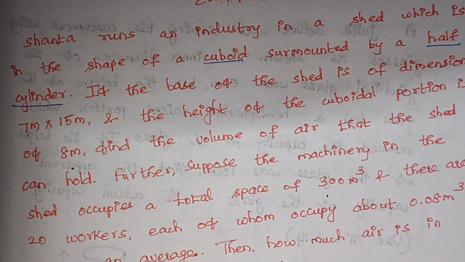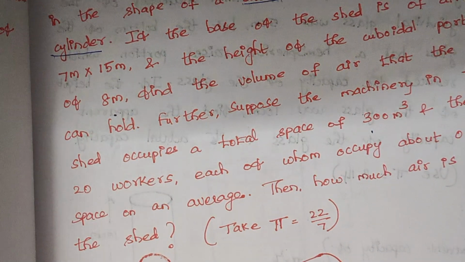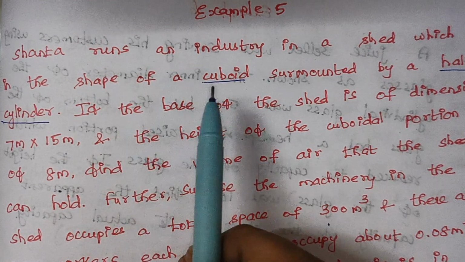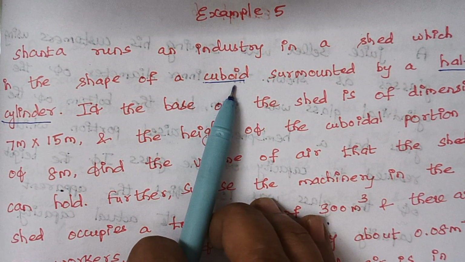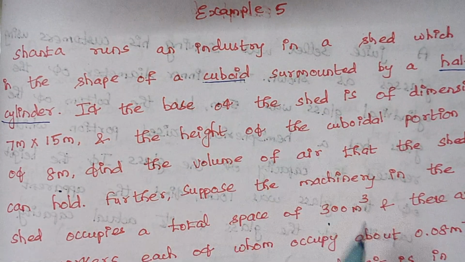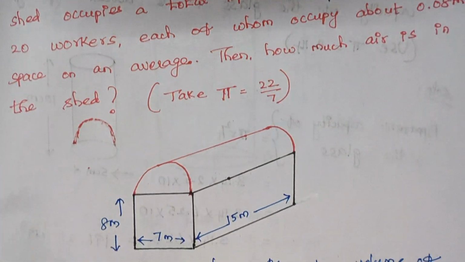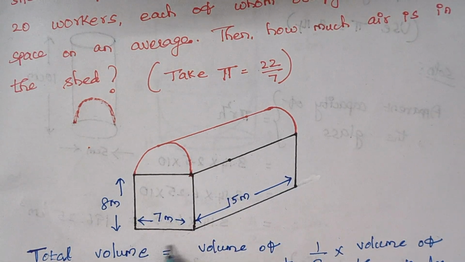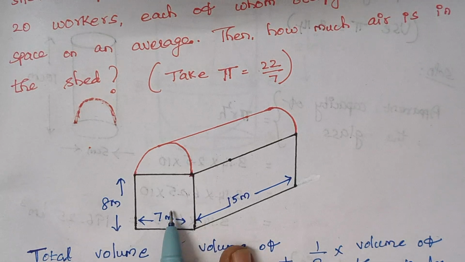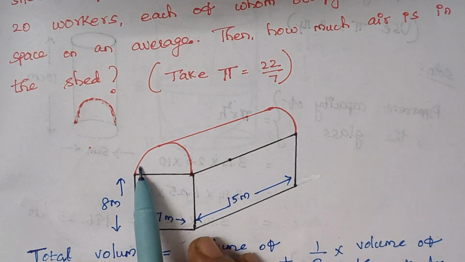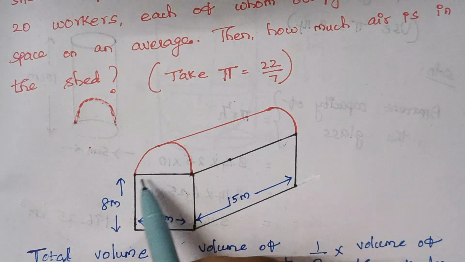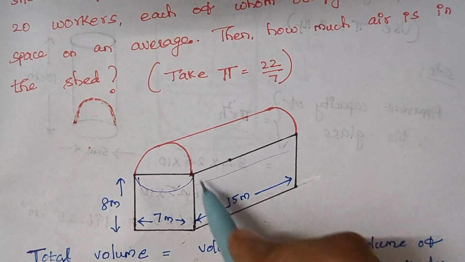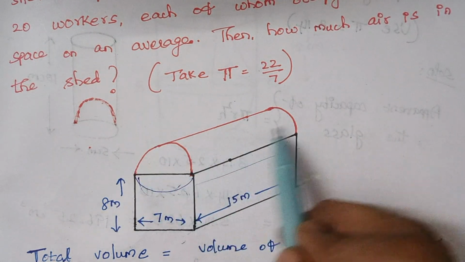So here the first thing is we have to draw the diagram, right? You see here we are having a shed in the shape of a cuboid and it is surmounted by a half cylinder. So just look at this diagram. Here this is the cuboid, and this is surmounted by a half cylinder. So obviously this is your half cylinder. You just assume like this, so we will be having a full cylinder like this. So here this is a half cylinder.